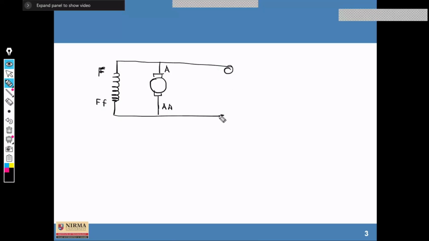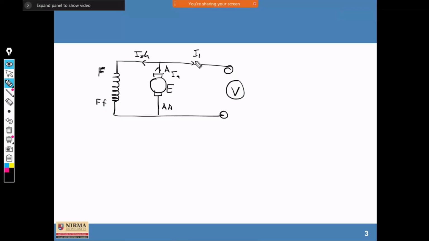And here the terminal voltage V can be calculated. Whatever EMF E is induced, clear, because of that the current which is flowing, IA, will be ISH as well as IL. ISH is the field current, or sometimes the field current is also written as IF, the shunt current flowing through this. So whatever EMF is induced and the current flows, part of the current is used for the field winding, and the remaining current flows through the load which is connected here.